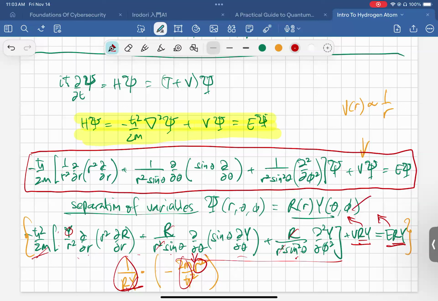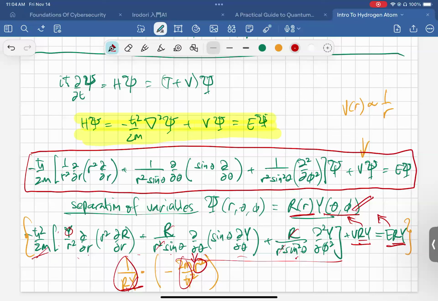na separation of variables. Okay, and last time we said na yung ating wave function, which is dependent on the radius, the azimuthal, and the polar angle, ay pwede natin i-separate into two functions. Yung unang function is dependent only on the radial component. And then yung pangalawang function is dependent on both the polar tsaka azimuthal angle.